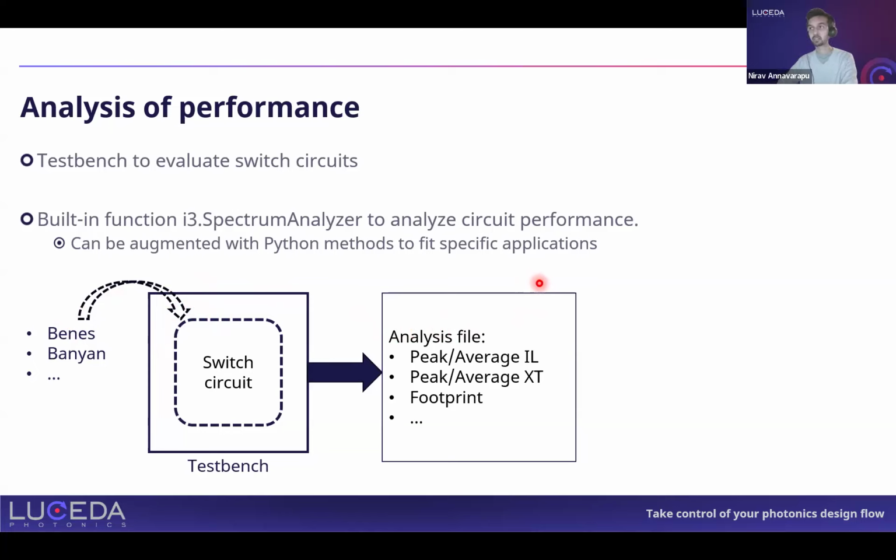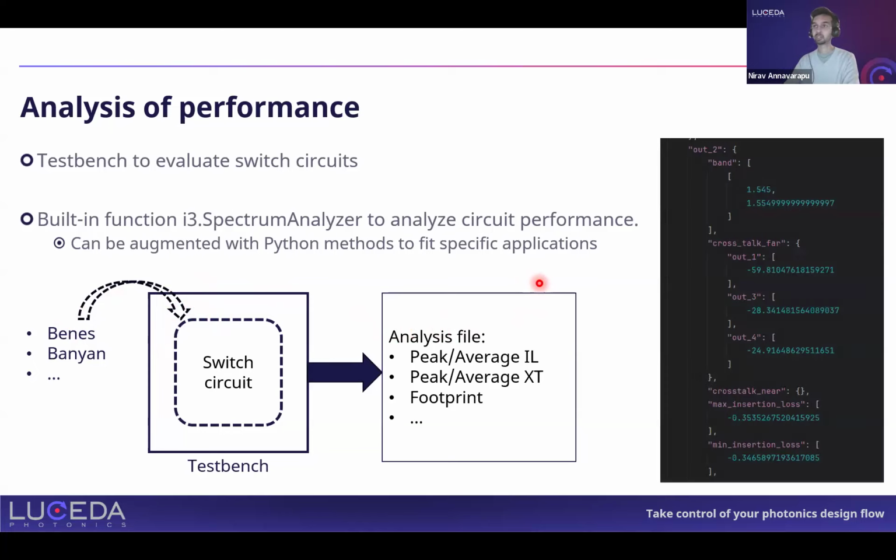You can write the results to an output file. For example, I use a built-in function in i3.spectrum analyzer to analyze my circuit spectra and output them to a JSON file, but you can do your own analyses and output the data as you like using Python libraries.